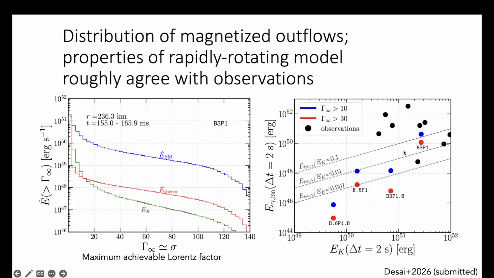And we plotted the total kinetic energy of our outflows versus the total electromagnetic energy of our outflows, and compared this to the observations of gamma ray bursts and their associated kilonova energies. And we find that for our most rapidly rotating models, it sits in the middle of the observations. So that's somewhat promising.